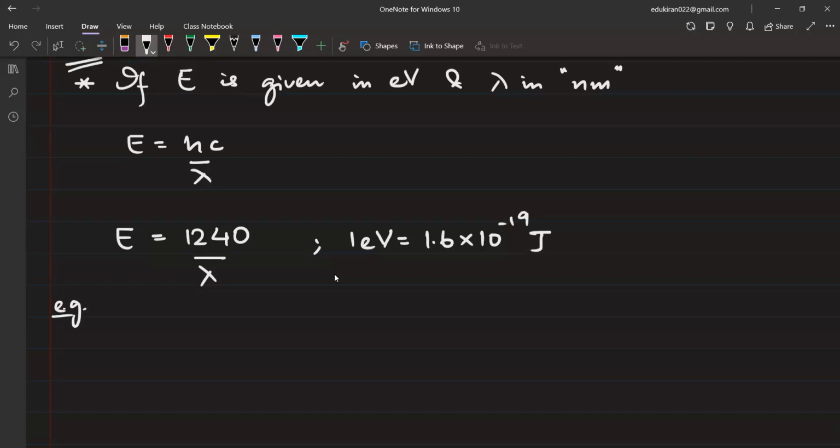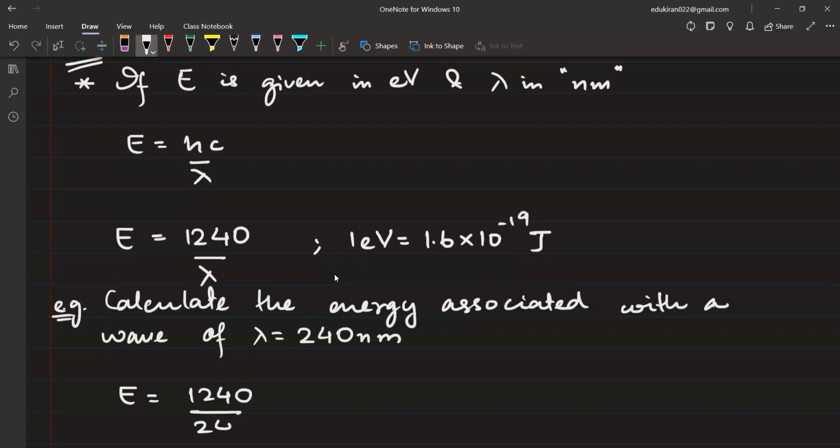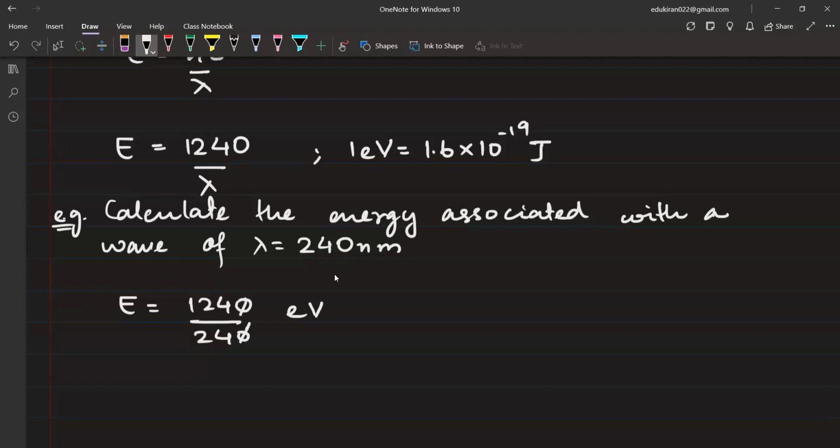For example, calculate the energy associated with a wave of lambda equal to 240 nanometers. You can calculate this energy as E is equal to 1240 divided by 240. This will be in electron volts. You can cancel these two terms. Now 124 divided by 20: if you halve it, 124 becomes 62, and 20 becomes 10, and then 62 halved is 31 and 10 becomes 6. So this will be equal to 31 by 6 electron volts.